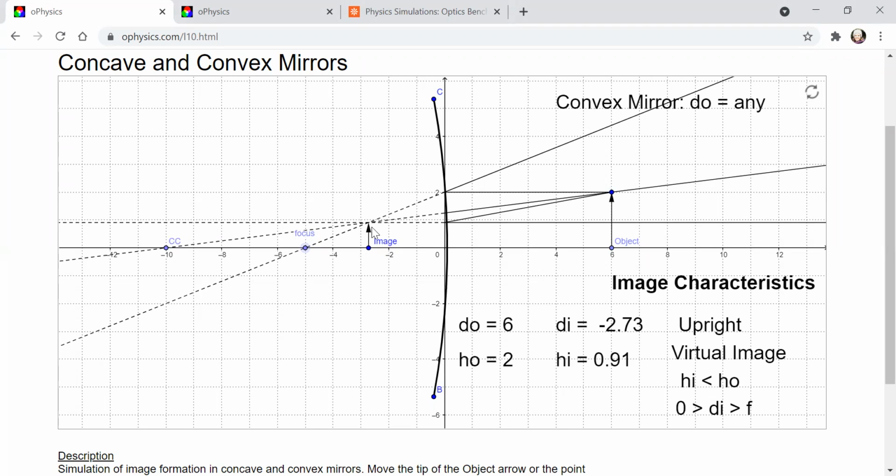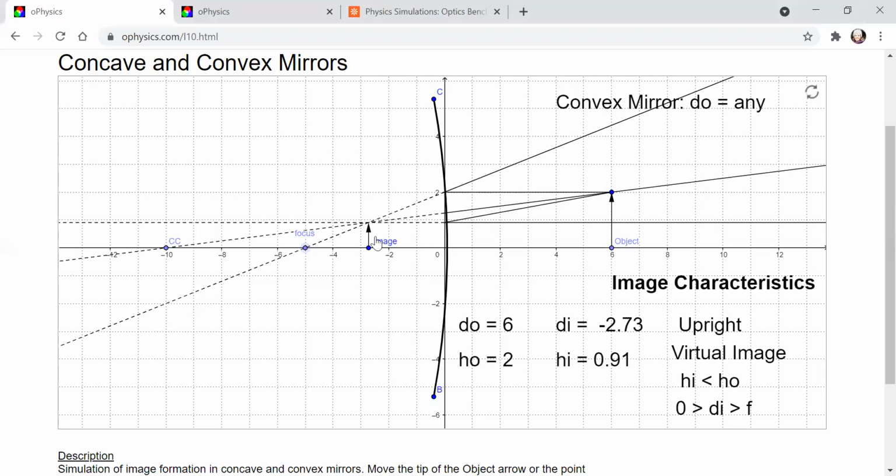Here's my image. The light ray rules are still true. It just looks crazy. In a convex mirror, the light rays hit my curved surface and bounce out so that they spread out. They are diverging away from the object, so they converge behind the mirror. They're actually going to intersect behind the mirror.